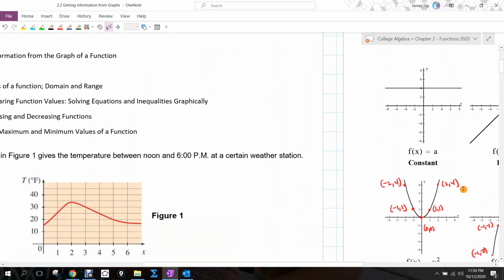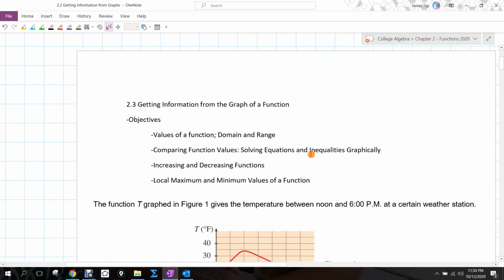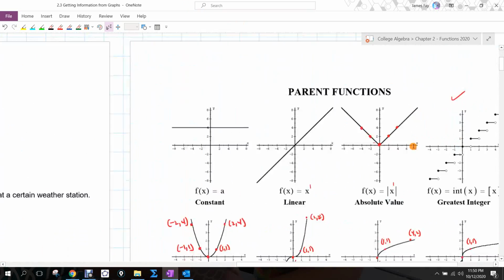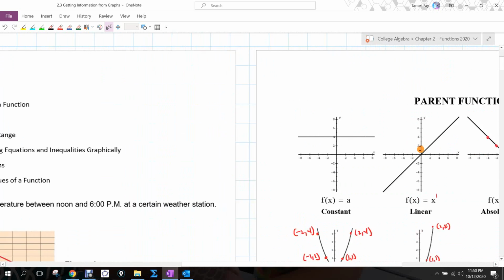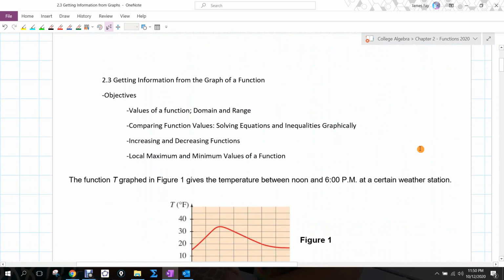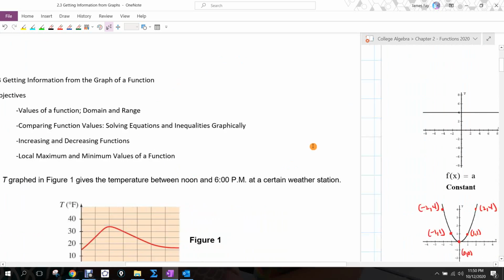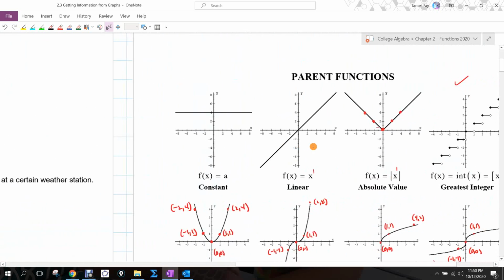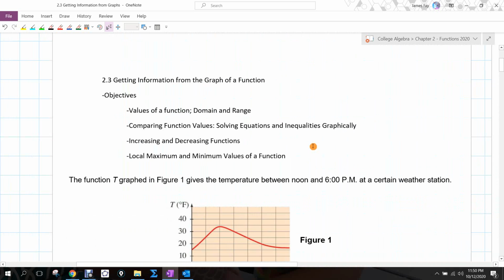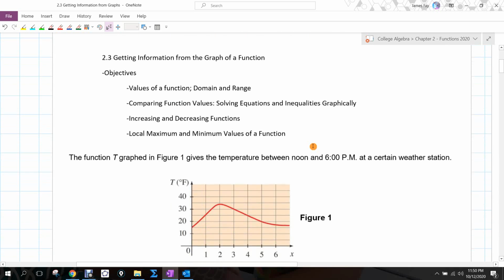But what's important is what we talk about over here. These are all functions. So when we talk about the individual characteristics or components that allow us to analyze functions, these things are going to be true for all of these. So that's just an important conceptual thing to think about.